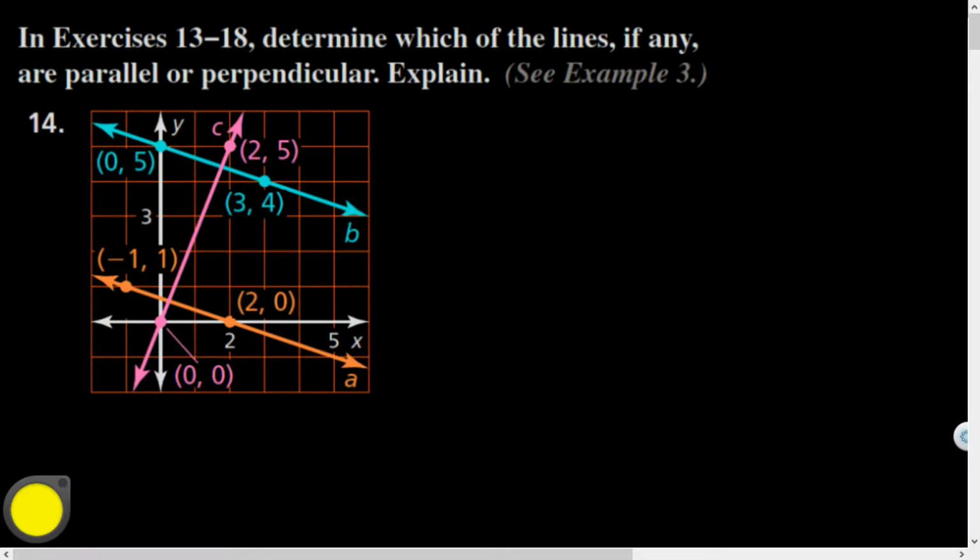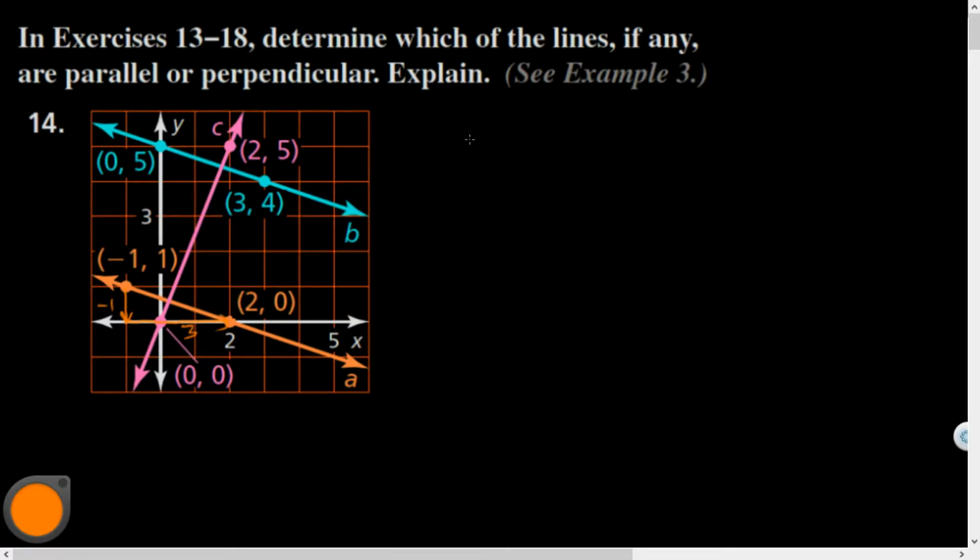Parallel and perpendicular lines. They ask the question: determine which lines, if any, are parallel or perpendicular. Explain. So to do this, let's find the slopes of these lines. Let's work with this orange line first. So I can find the slope. We'll do this using rise over run, and then I'll do some of the other ones using the slope formula.